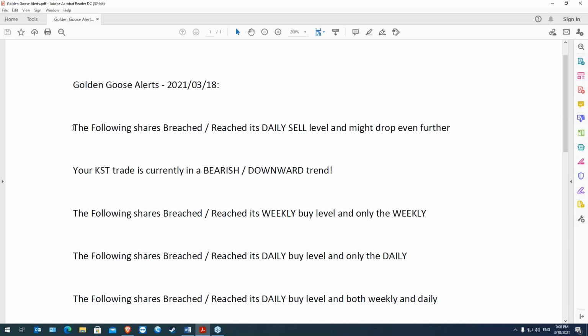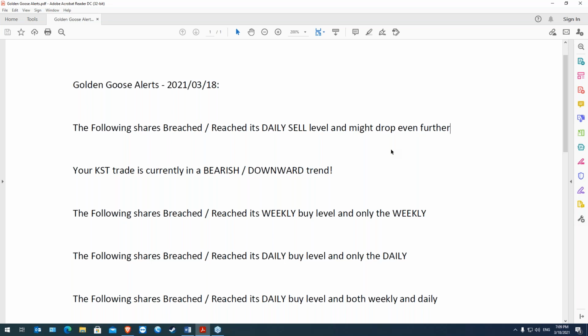The first type you'll get is: the following shares reached its daily sell level and might drop even further. These are shares that, if you're trading CFDs, obviously you'll react on. It's reached its daily sell level, so instead of it being a long, it would be a short that you're going to do. You're going to put in a sell because the system is telling you that the share is going to drop even further. That would be a CFD downwards trade instead of a CFD upwards trade.